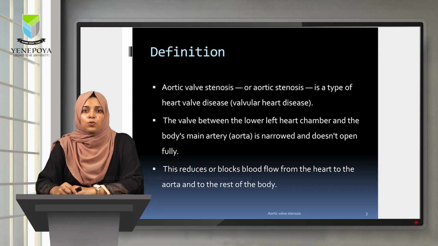First I will start with what is aorta. Aorta is the main vessel of the heart which provides the blood to the whole body. So what is stenosis? Stenosis is the narrowing of the valve. So what is aortic valve stenosis? It is a type of heart valve disease. The valve between the lower left heart chamber and the body's main artery is narrowed and doesn't open fully. This reduces or blocks blood flow from the heart to the aorta and to the rest of the body.